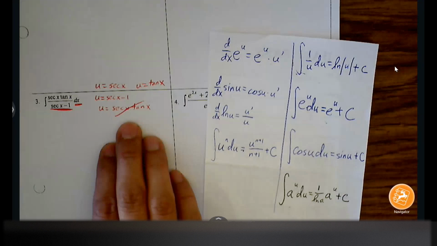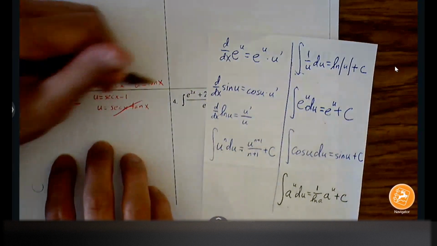Okay, so numerator is not a good place to look. Secant or tangent alone is not enough.